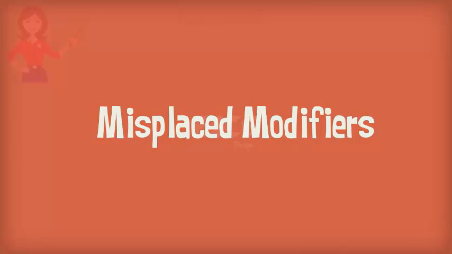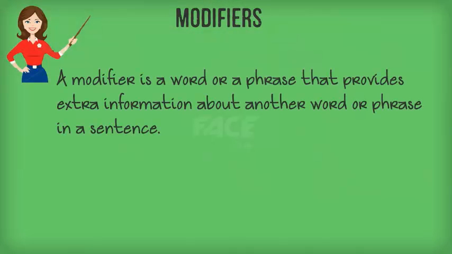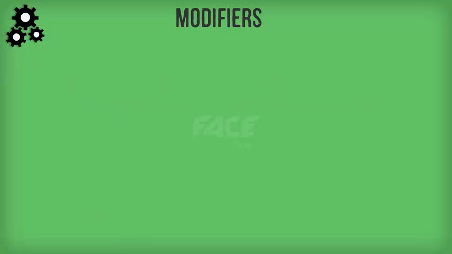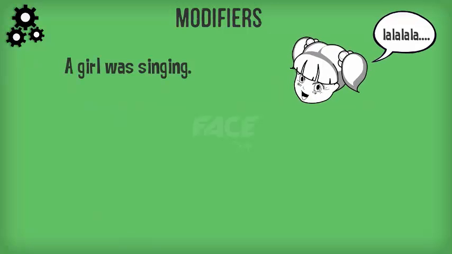Misplaced modifiers. A modifier is a part of a sentence which provides extra information about a word or a phrase in the sentence. Modifiers can be a single word or a phrase. Consider this dead sentence. A girl was singing. Now, why did I call it a dead sentence? You will understand this when I show you how modifiers give life to this sentence.